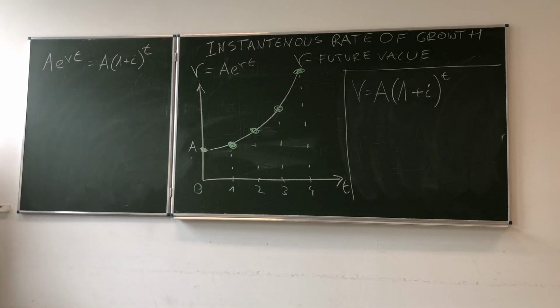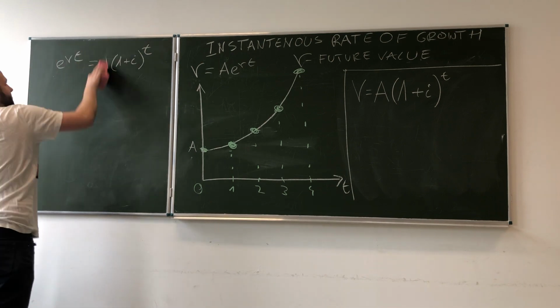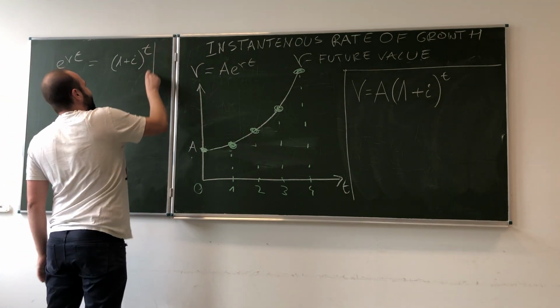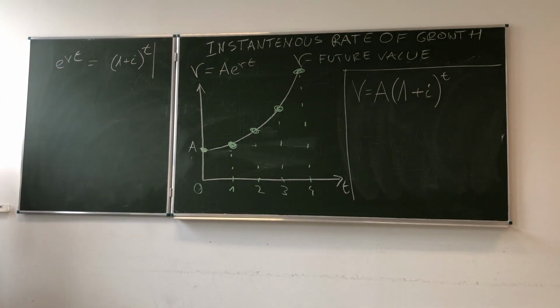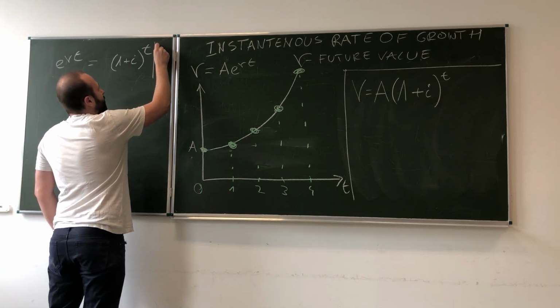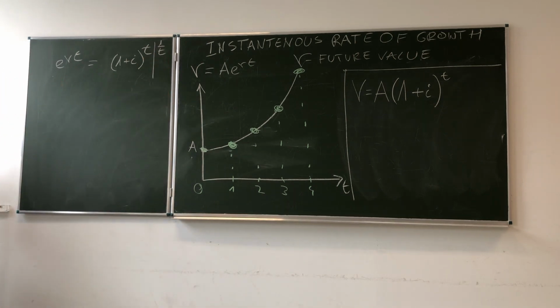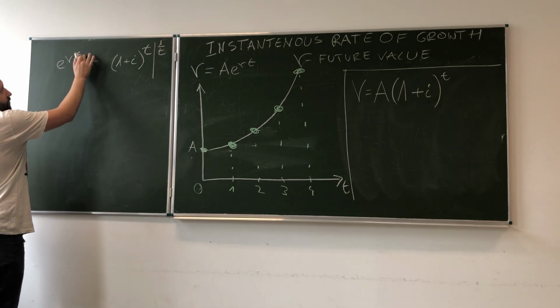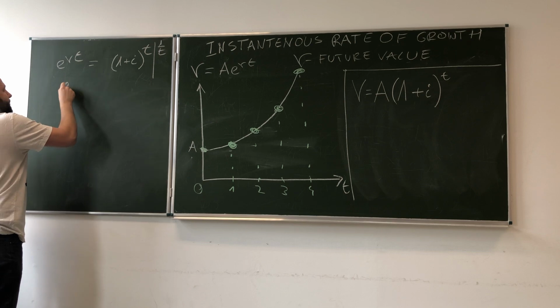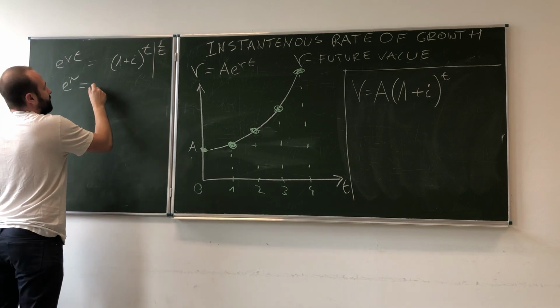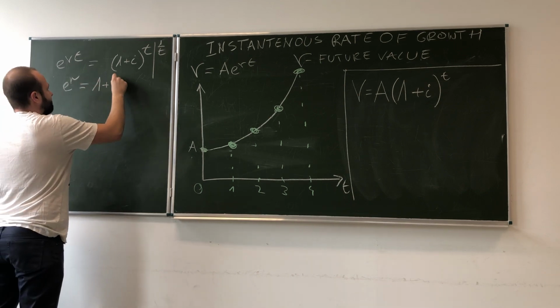Now, we clearly see right away that we can get rid of a, right? So we divide both sides by a. Then the second thing I'm going to do is take both sides of this equation to the power 1 over t. Right? So, as a result, t times 1 over t gives us 1. e to the power of r is equal to 1 plus i.